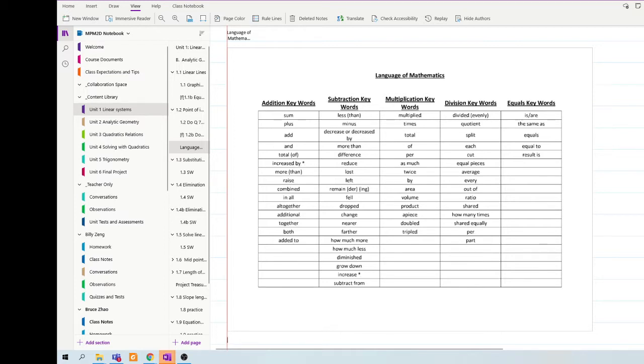Subtraction words are like less than, minus, decrease, more than, difference, loss, left, near. So these words would mean minus. Multiplication words are times, total, of, per, as much, times, by, area. Division words are split, cut, divided, quotient. And equals is equal to, equals, result is.